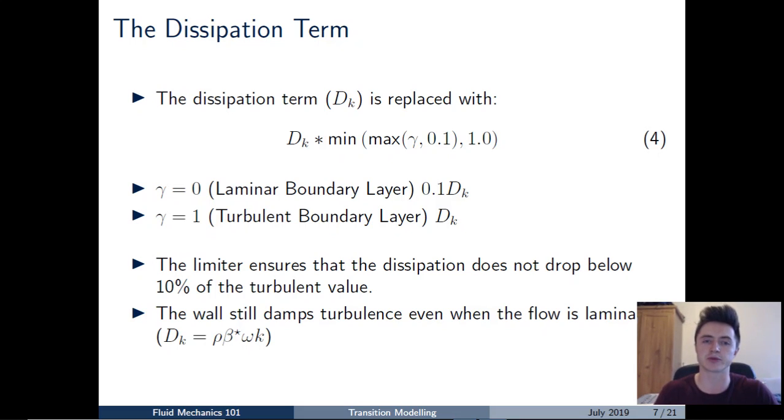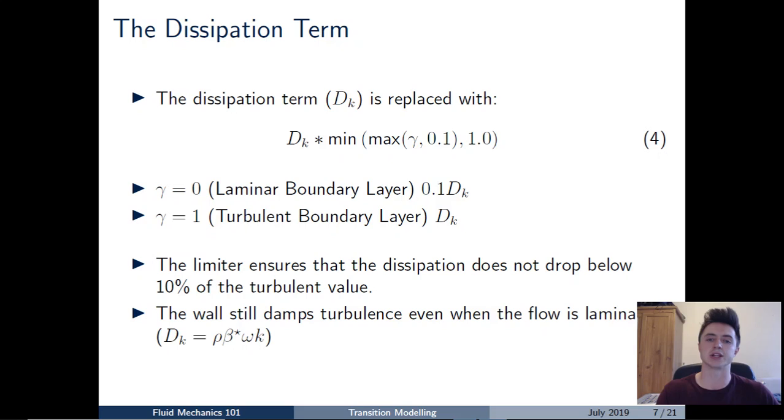Now what about the dissipation rate term? Well, the dissipation rate term, Dk, is replaced by the form you can see there in equation 4. And you can see there's a min and a max limiter there, and that might appear confusing, and you may have to take a minute to really look at that term and work out what it's doing. But really all that this is doing is saying that when gamma is equal to 1, if you substitute in 1 for where gamma is there, then you can see that Dk is going to take its original value, Dk, which is what you expect when the flow is fully turbulent.